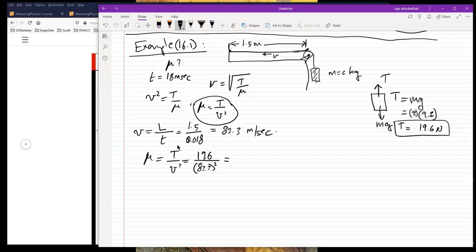And that will give me 2.82 times 10 to the power of negative 3 kilogram per meter. I forgot to mention, because mu is mass over length, the unit in this case is kilogram per meter, right? And there we go. You get that simple problem.